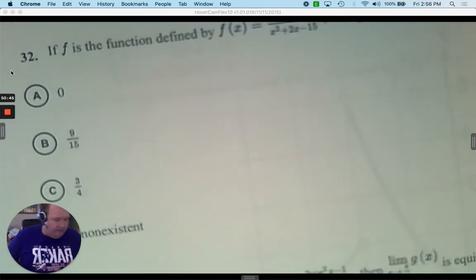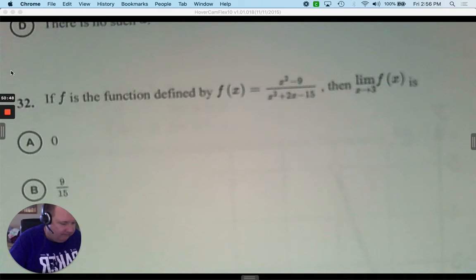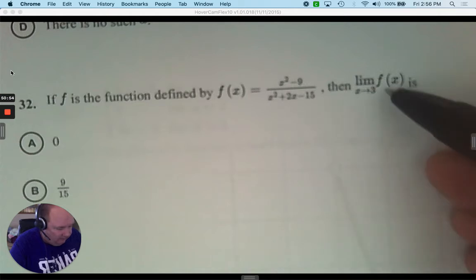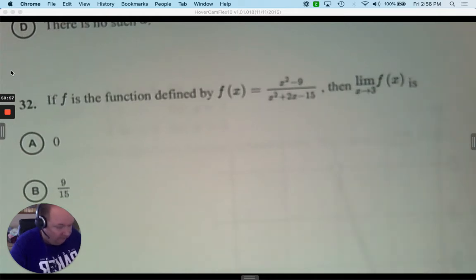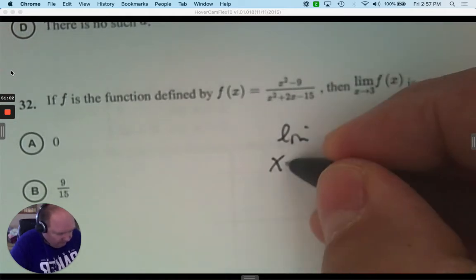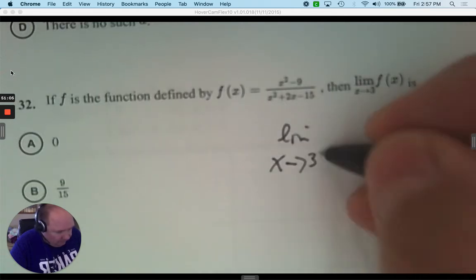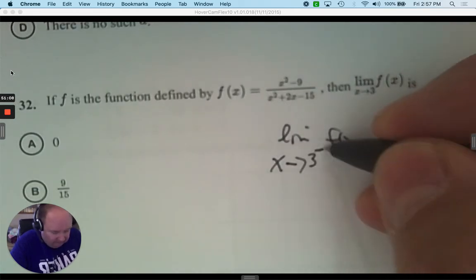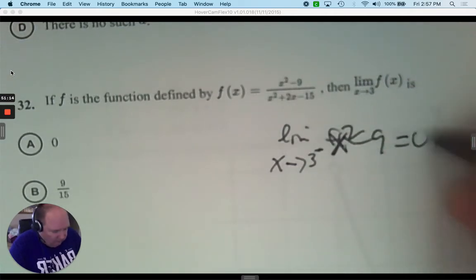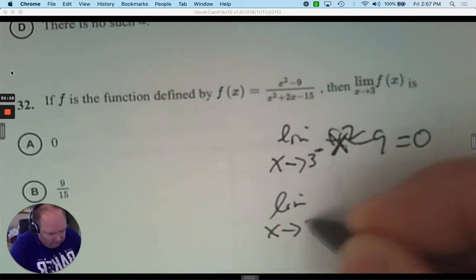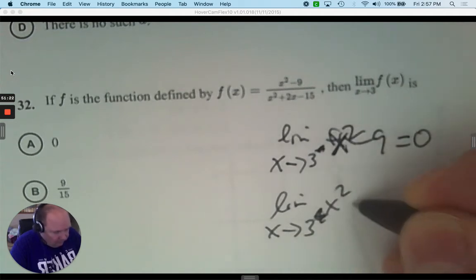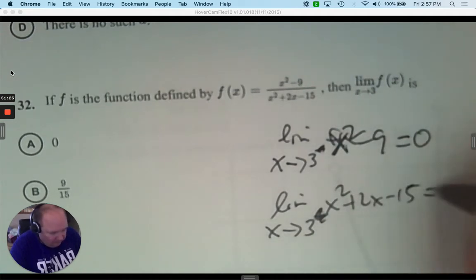(32) If f is the function for f at x equals x squared subtract 9 over x squared plus 2x subtract 15, then the limit of f at x as x approaches 3 is what? Now, when I do this as a limit, not the left, the numerator. So if I plug in 3 into the numerator, I don't want to write 0 over 0. So this is not the left and the right, just separating the numerator and the denominator.